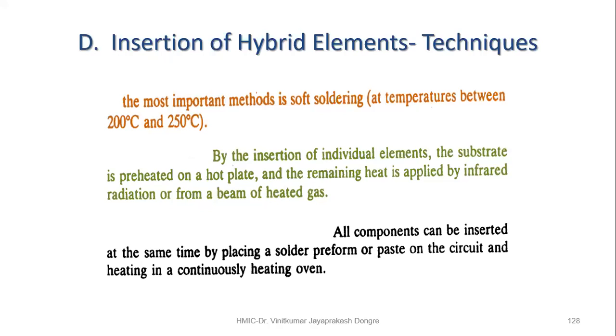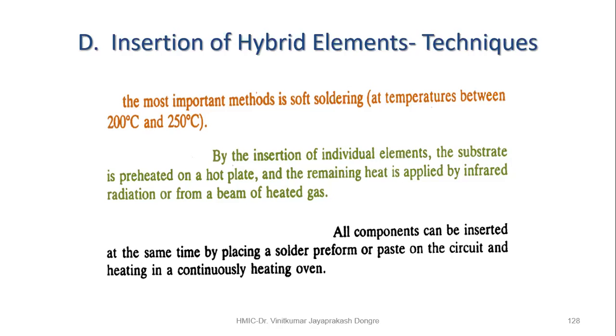The most important method is soft soldering at a temperature between 200 degrees Celsius and 250 degrees Celsius. For the insertion of individual elements, the substrate is preheated on a hot plate, and the remaining heat is applied by infrared radiation or from a beam of heated gas. All components can be inserted at the same time by placing a solder preform or paste on the circuit and heating in a continuous heating oven. So these are the specifications.